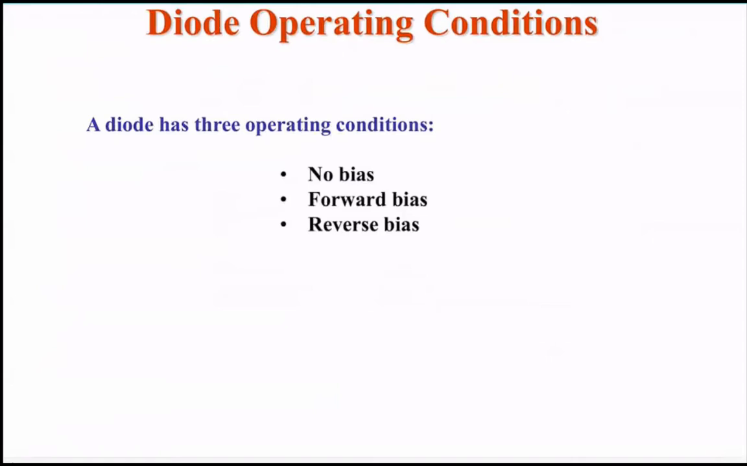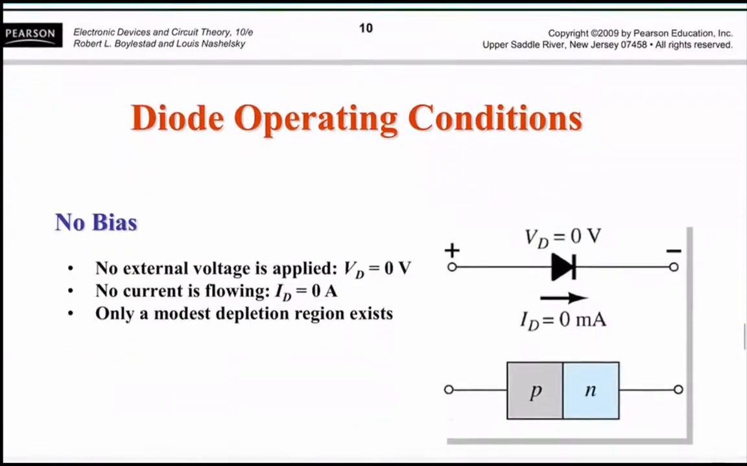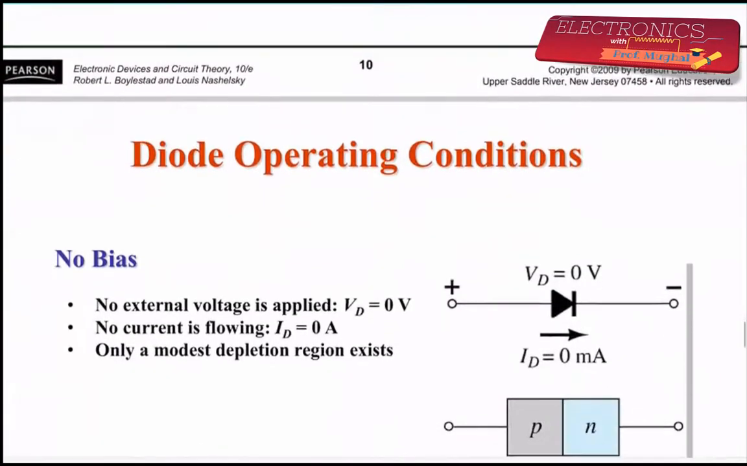So, diode operating conditions. A diode can operate in three different conditions: no bias, forward bias, and reverse bias. You kind of already know forward bias and reverse bias. No bias means just basically nothing.